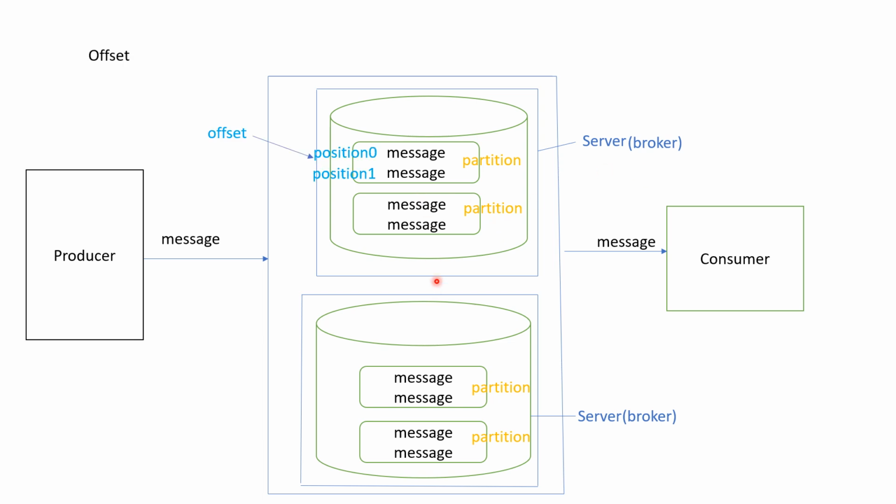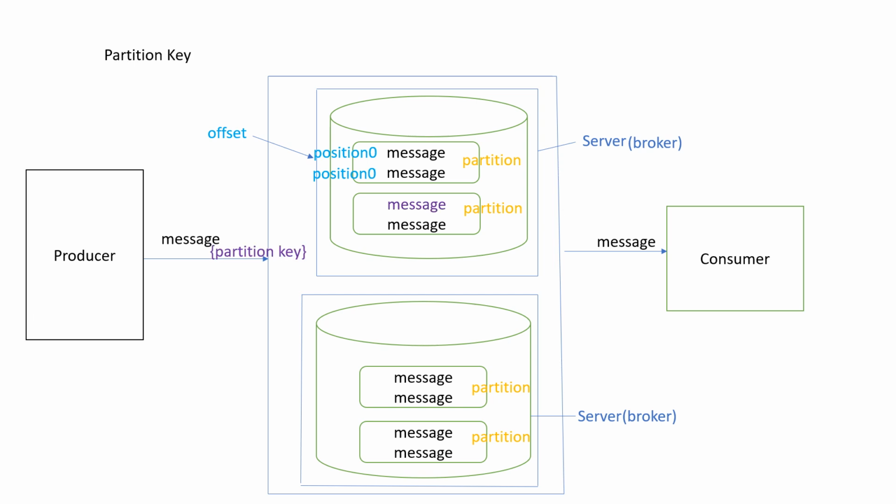Now we'll understand what is offset. In the partition, each message is stored at a particular position. If you take this partition, this message is at position 0 and this message is at position 1. So this position is called offset. Offset is nothing but the position of a message in a partition.